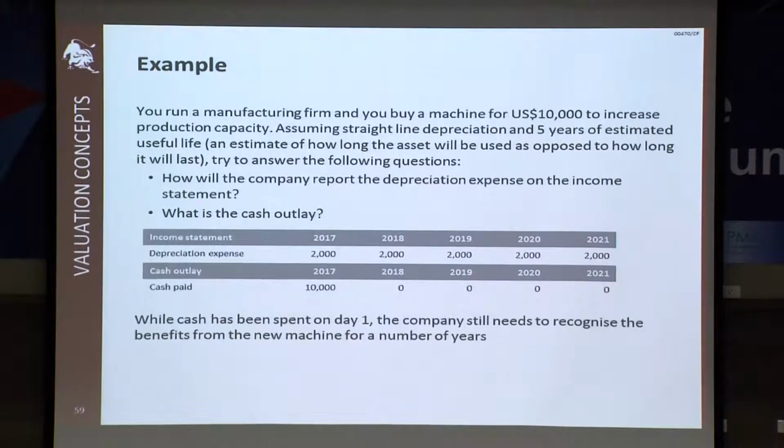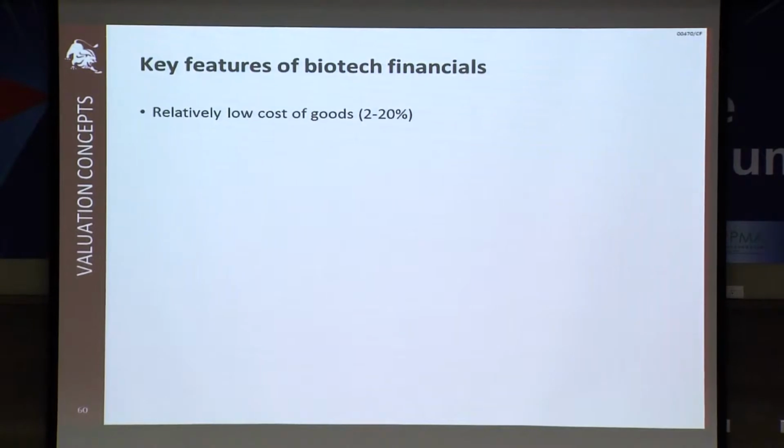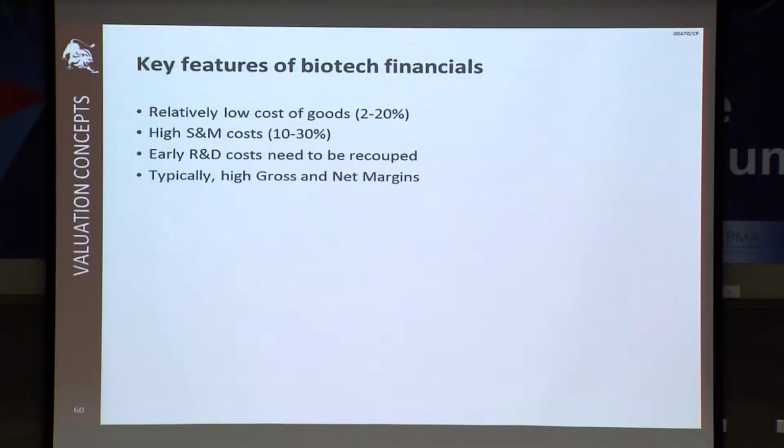So let's now look at how biotech financials look, having looked at the P&L and cash flow. Low cost of goods, 2 to 20%. High sales and manufacturing costs, 10 to 20% of revenues. Important thing, you spend money on R&D, you need to get it back. So you need to recoup your early R&D costs. And typically, you have high gross and net margins. You have high gross margins because once you recoup your R&D costs, the cost of direct production is quite low. So this gives you your high margins.